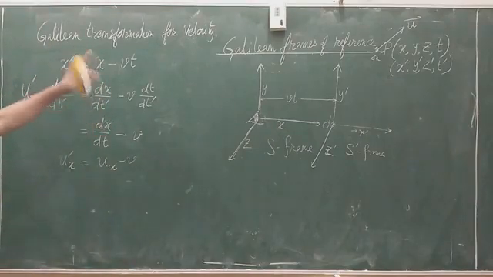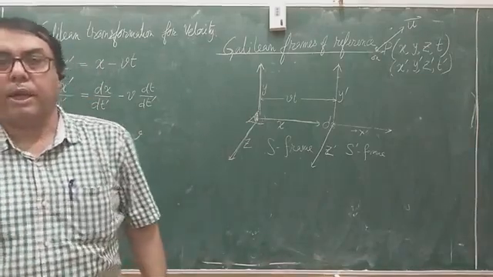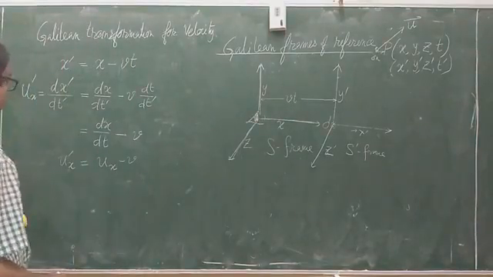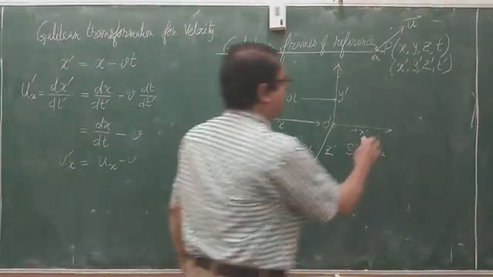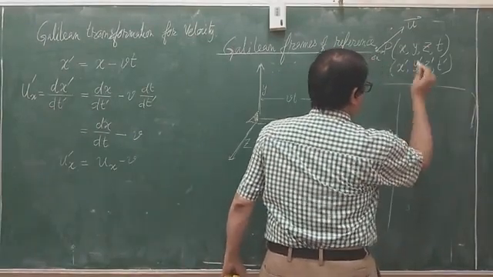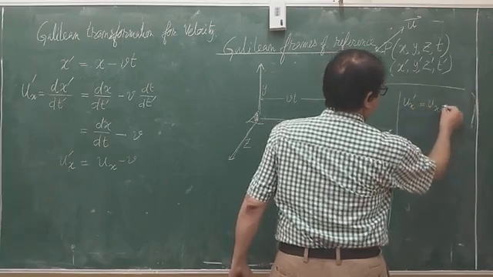This is the Galilean transformation of velocity for the x components. So let us see for the y and z components. This result I will keep somewhere: ux dash is equal to ux minus v.